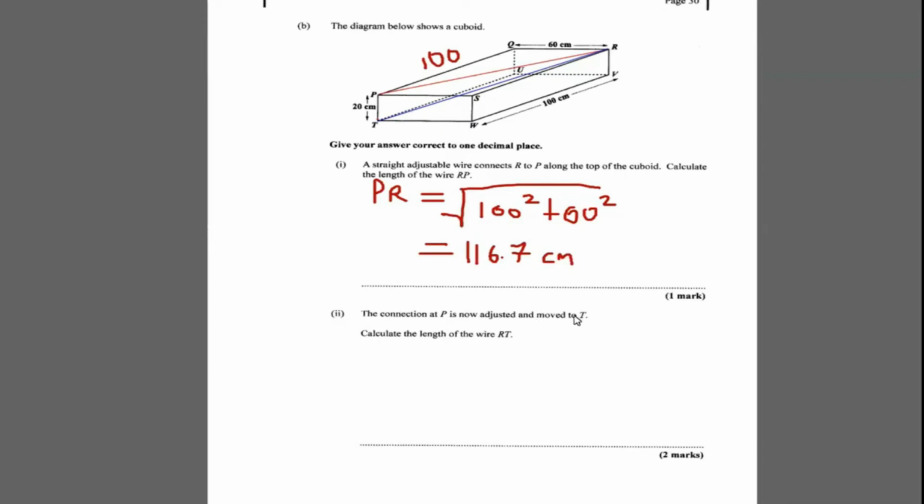The connection is now moved to T. Connection at P is moved to T, so drag it down by 20 centimeters. If we pull it down by 20 centimeters, then what is that telling us?